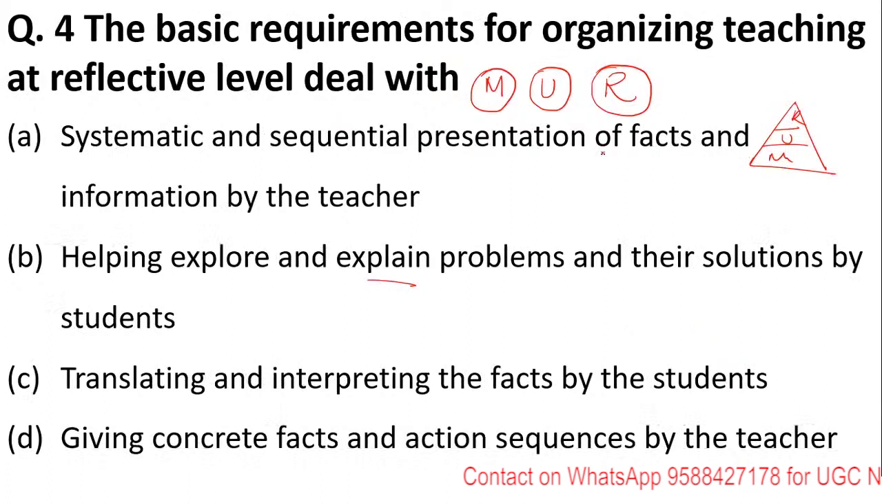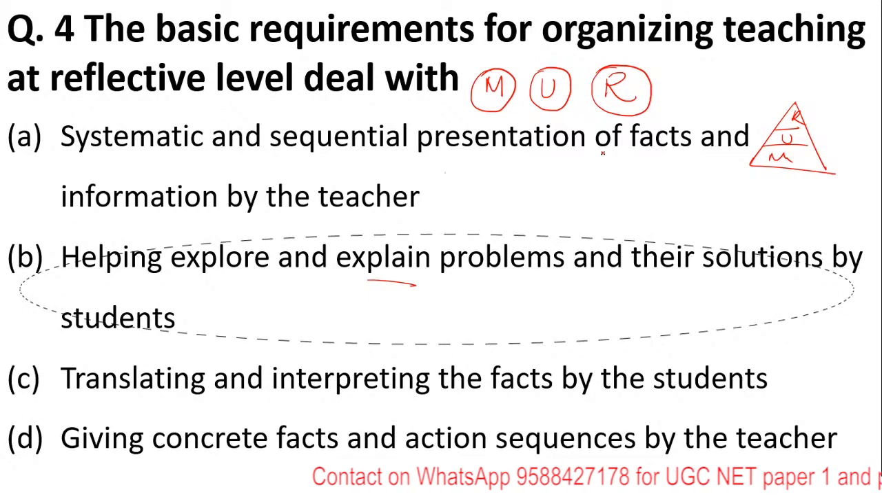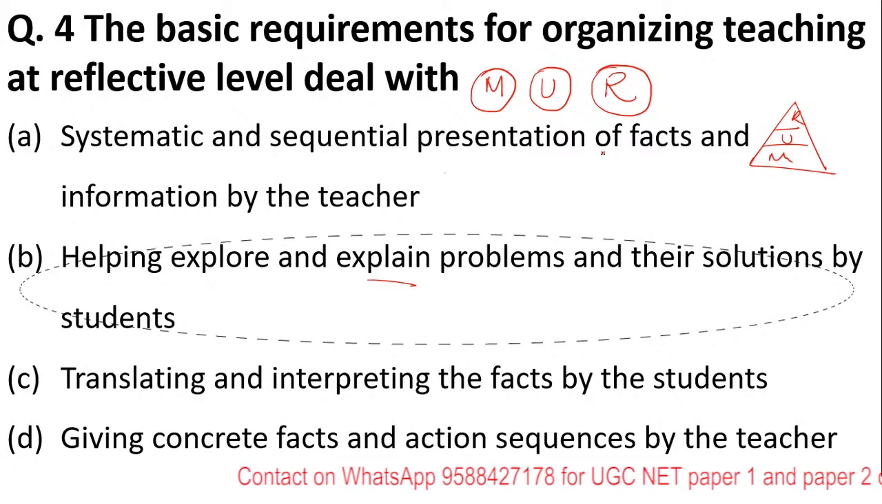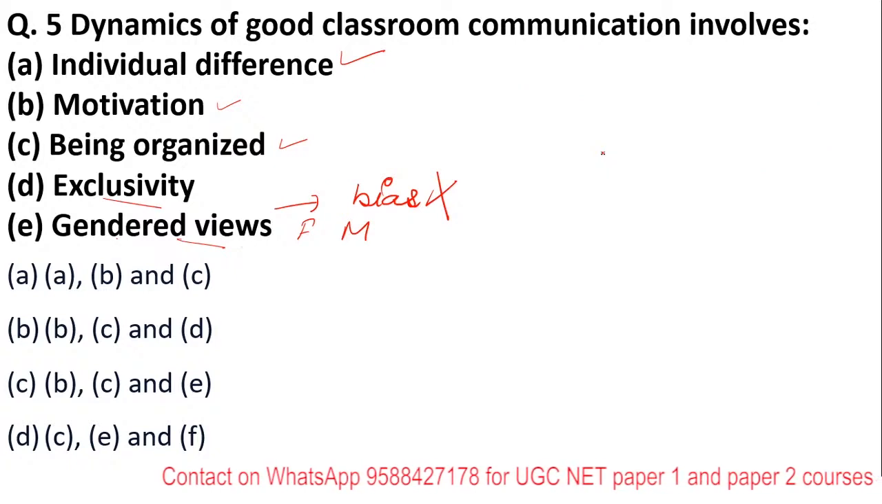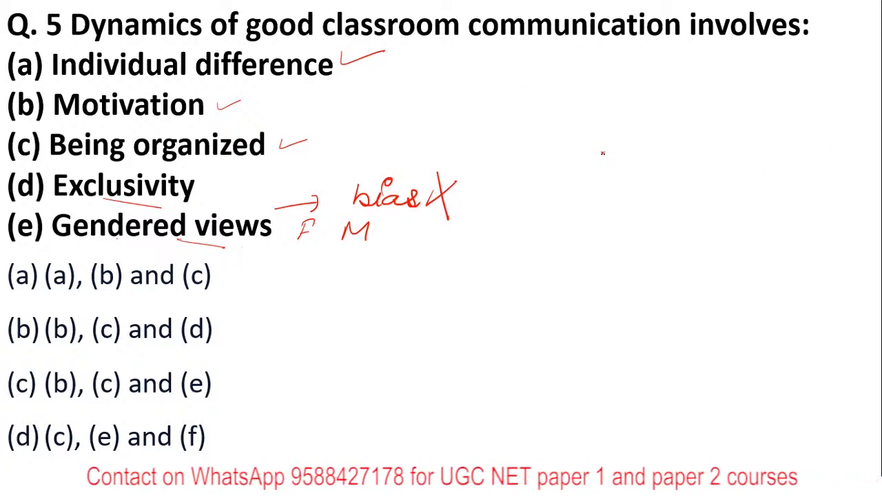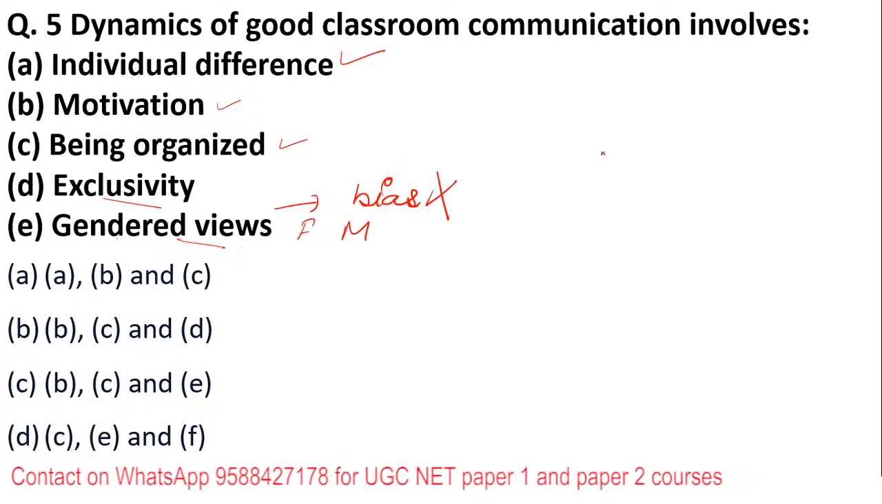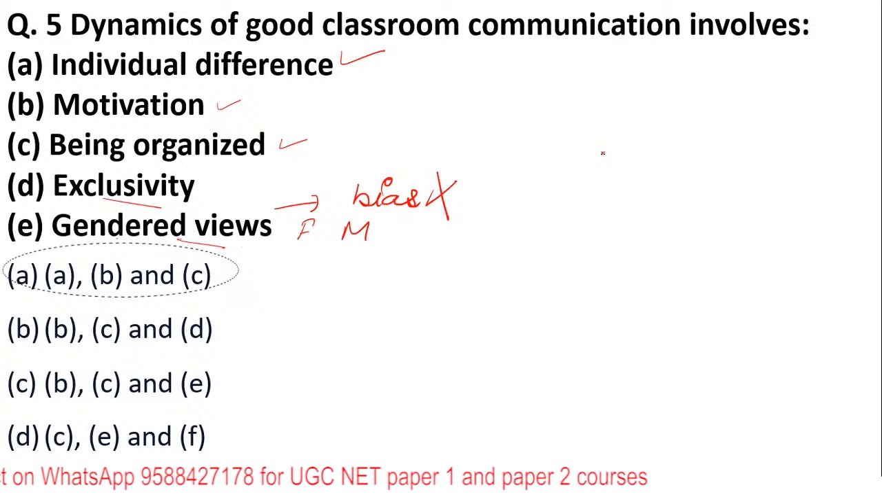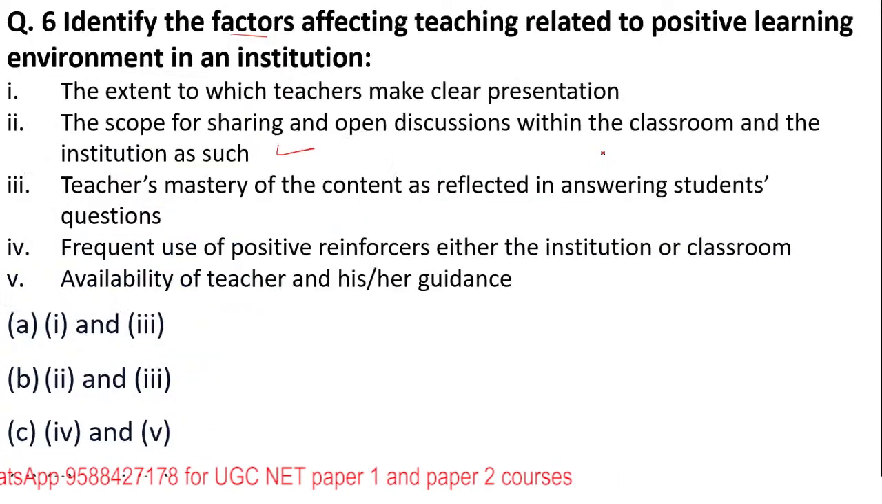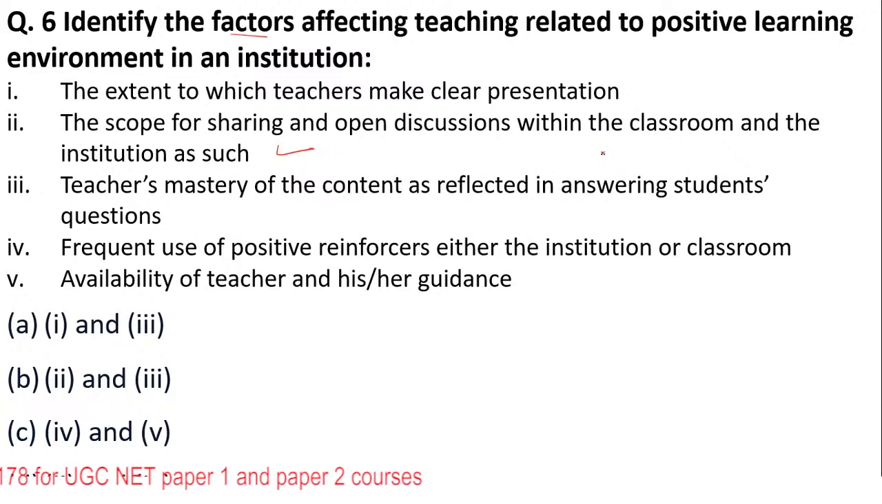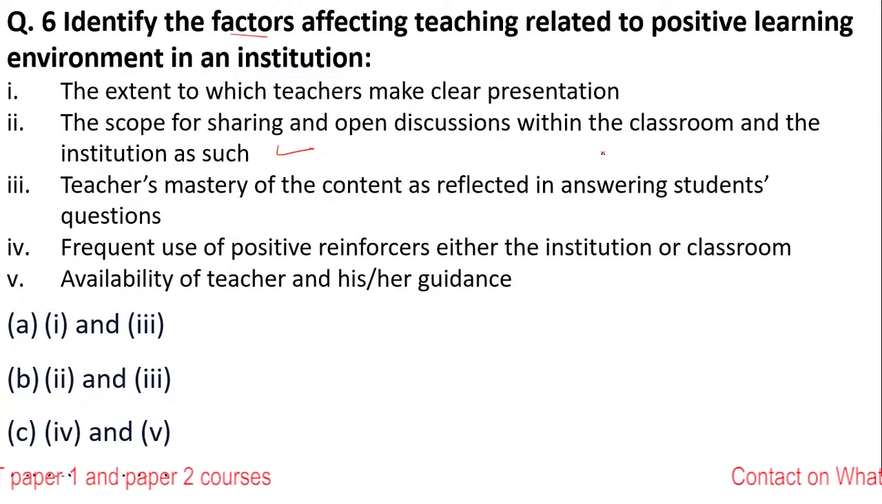Then the basic requirement for organizing teaching at reflective level is helping students explore and explain problems and their solutions. Dynamics of good classroom communication is individual differences, motivation, and being organized: A, B, and C. Identify the factors affecting teaching related to positive learning environment. The right answer here was 2 and 4.